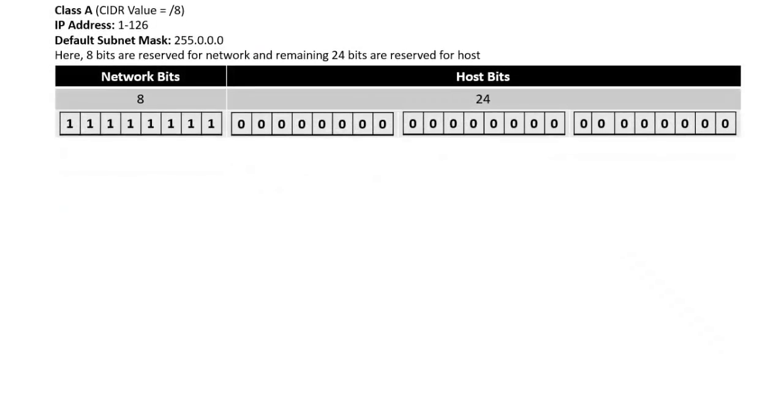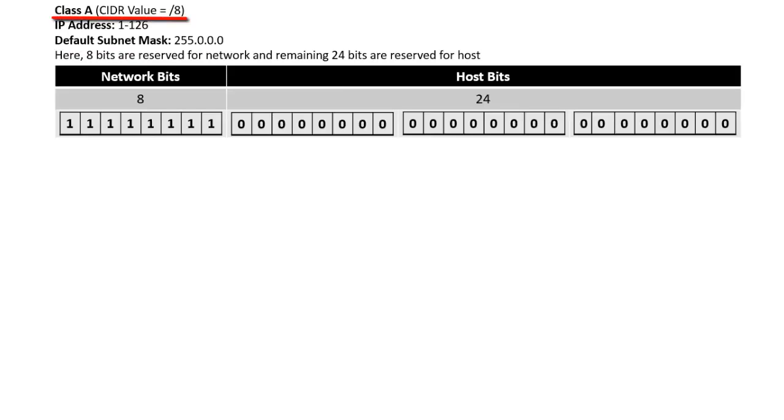Let's start with the classes of IP address. As we know, class A IP addresses start from 1 to 126. Its default subnet mask is 255.0.0.0 and its default CIDR value is 8.